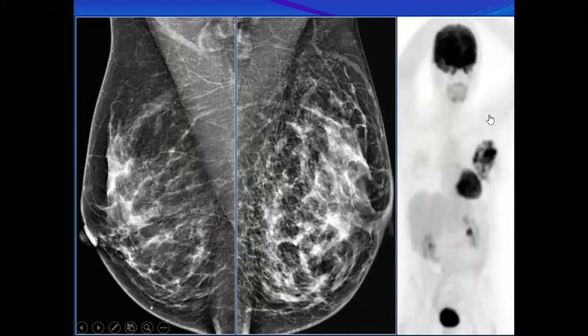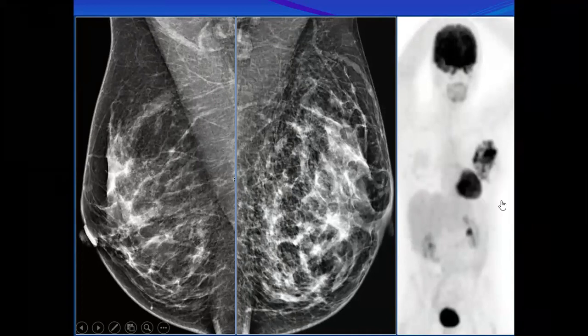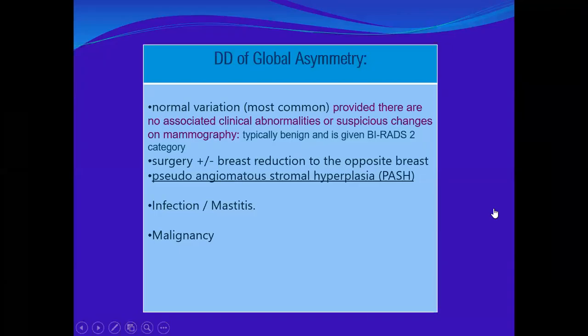But this patient had done a PET scan, which demonstrates uptake at the left breast. This is normal. This is the skull. So this shows metastasis. So this patient now, it is cancer.